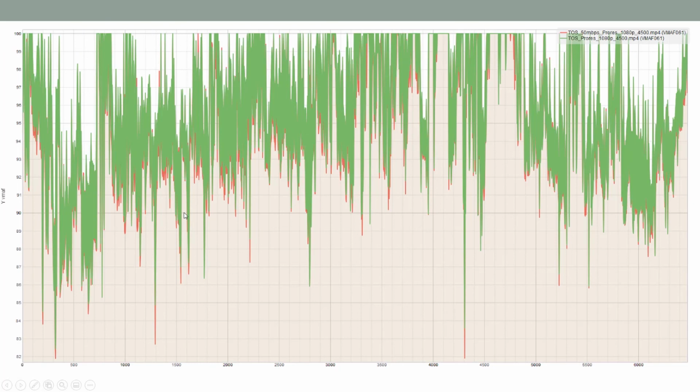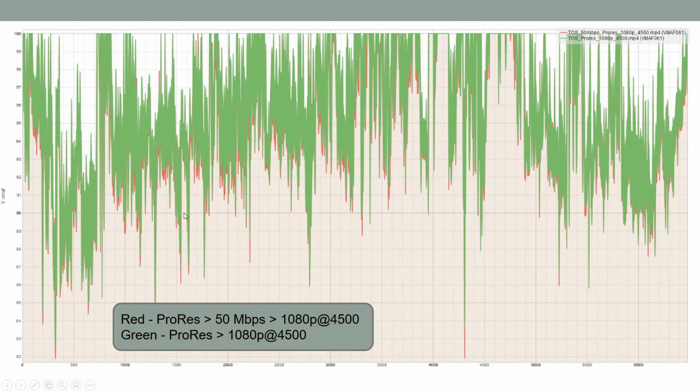Here's the graph inside of the video quality measurement tool from Moscow State University. Red is the ProRes transcoded to H.264 and then encoded. Green is the original ProRes encoded directly to the 4.5 megabit per second file. We don't see a lot of difference here.